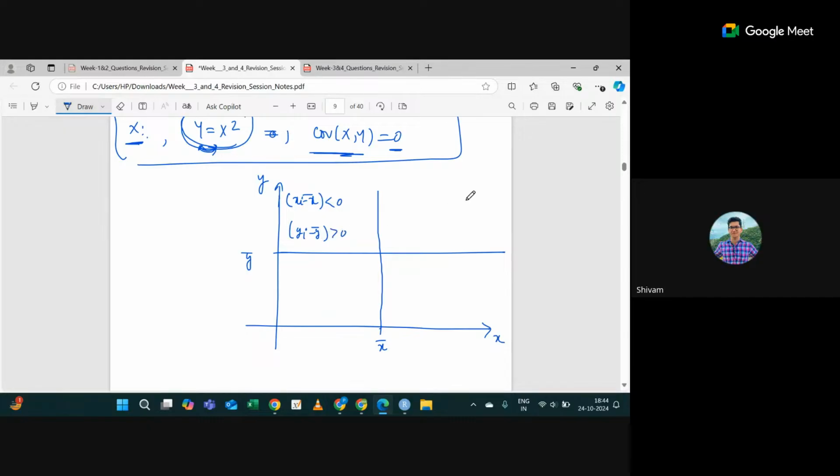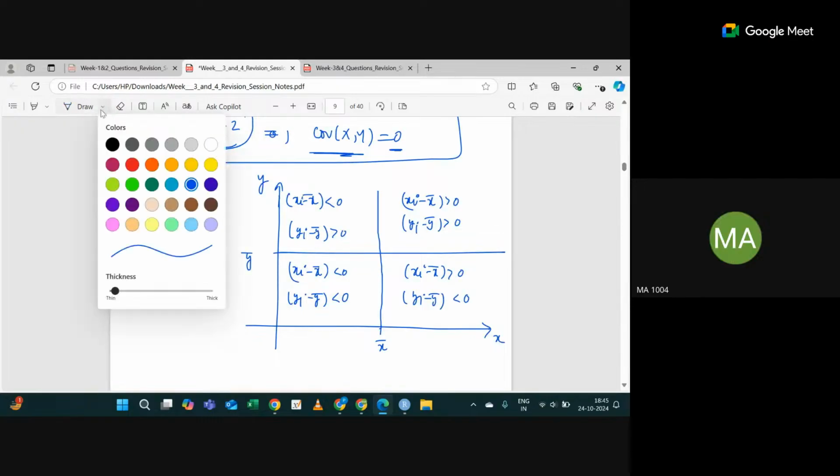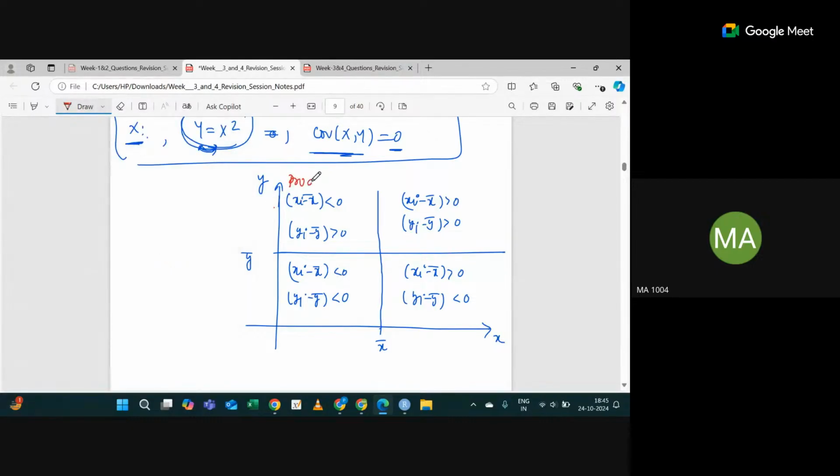yi minus y bar here. Positive. In this part, x minus x bar. Positive. yi minus y bar. Positive. In this part, xi minus x bar. Negative. yi minus y bar. Negative. And xi minus x bar. Positive. yi minus y bar. Negative. What about the product of these two? Negative. Product of these two, positive. And the product of these two, positive. Product of these two, negative.